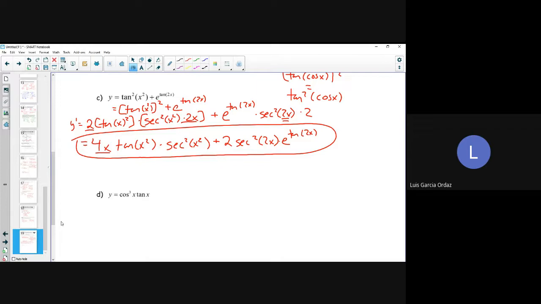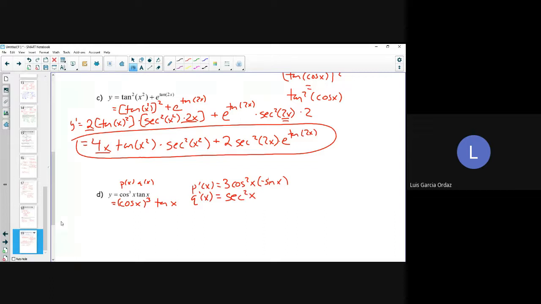So the next one we have is y is cos cubed x times tan of x. So I can also write this as cos of x to the power of 3 times tan x. So I have my p of x and my q of x, which means I need to use my product rule. So let's try to find the derivative of p of x, which is going to be 3 times cos squared x times the derivative of cos x, which is just negative sine x. And now I can find the derivative of tan of x, which is just secant squared x.